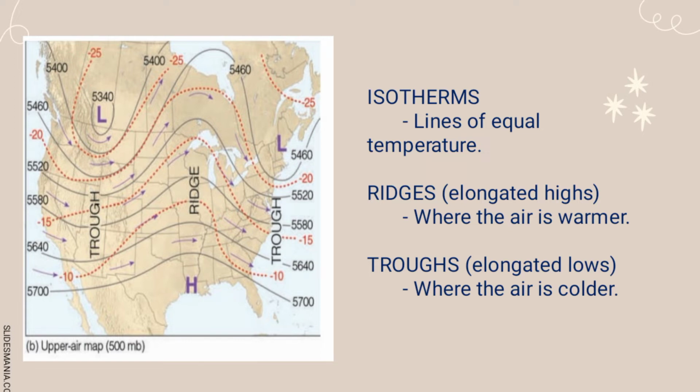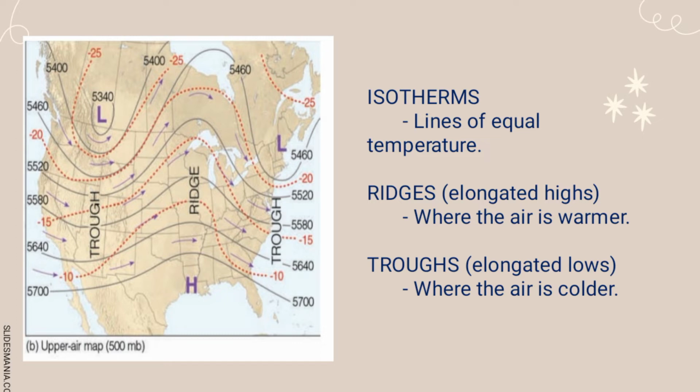In ridges, where the air is warmer, notice in the upper air map, the troughs and ridges form a wave, right? It forms a wave in which the troughs are lower and ridges are higher, as you can see. This will relate to the phrase warm air rises and cold air sinks. Did you get my point, class?